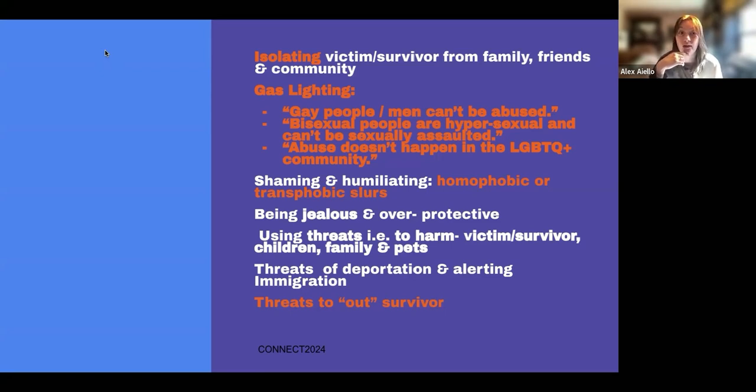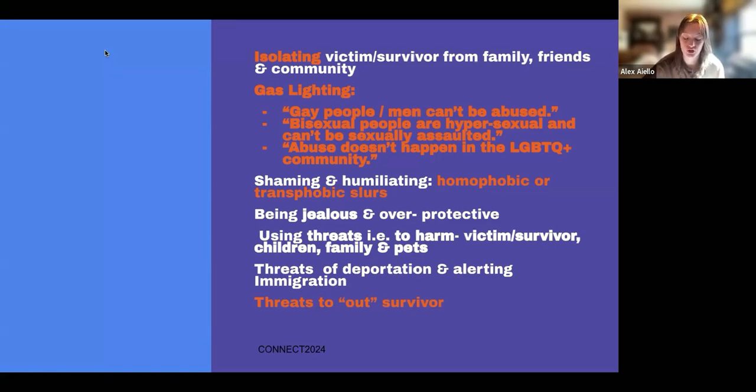Saying that gay people or men can't be abused is a stereotype, and saying that would gaslight the person into thinking, oh, I'm not experiencing abuse because of the identity that I hold, when in reality they actually are experiencing abuse. Another stereotype is that bisexual people are hypersexual and can't be sexually assaulted. And then a last one is that abuse doesn't happen in the LGBTQ plus community.